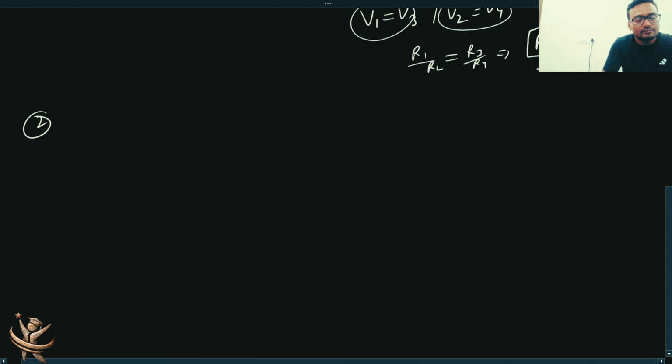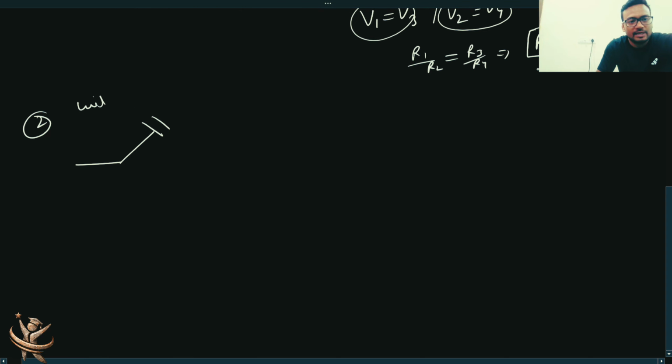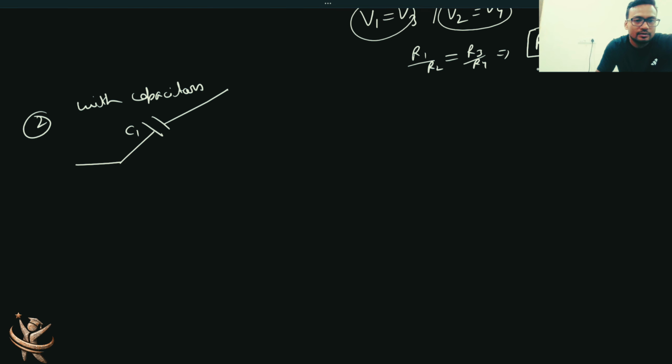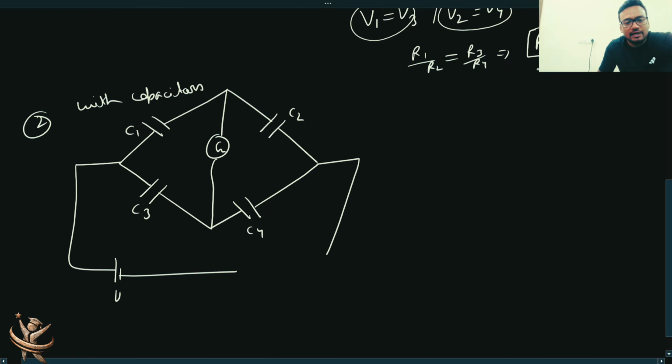Now, second, let's suppose you take a situation like this. You have capacitors, so this is with capacitors. This is C1, let's say C2, C3, and then you have C4. And then you have a galvanometer here, like this.